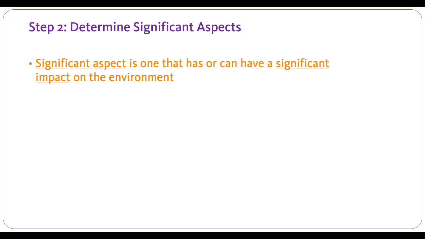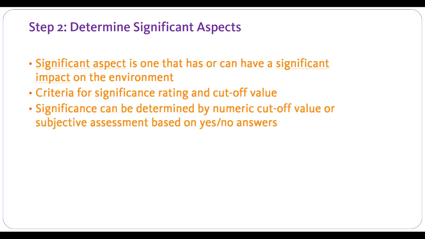So once again, as I say, come up with some sort of criteria for a significance rating and a cutoff value. So anything above a certain number or a certain range, then that becomes significant. So if you've got 100 aspects, you may just want to choose the top 20, something like that, or the top 10, depending on what you want to achieve. So from that cutoff value, then you can make some sort of subjective assessment based on yes/no answers, because you can have a cutoff value that may give you the top 10 or the top 20. You've got to be very subjective with that.